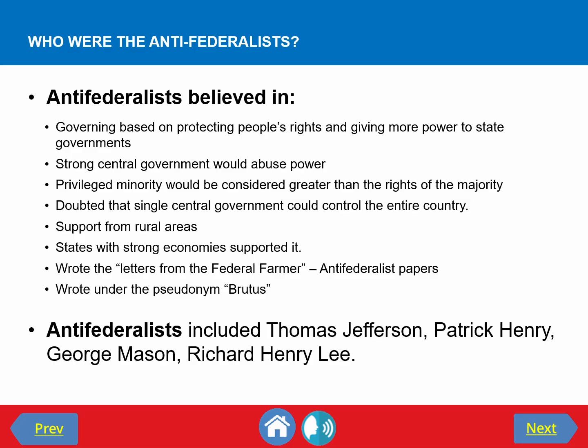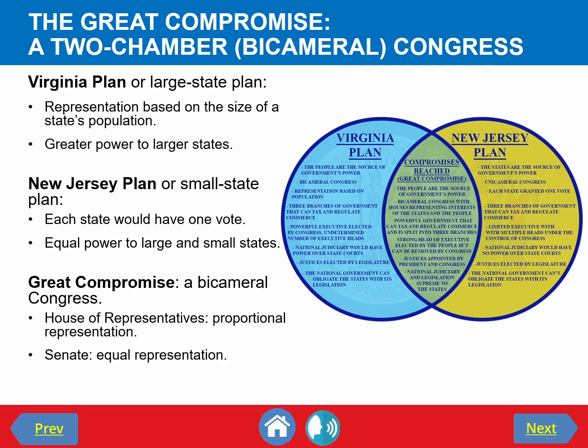While states with strong economies supported the new Constitution, smaller states, and states that relied primarily on agriculture rather than manufacturing strongly opposed the threat of a more centralized, or unitary, federal government. To spread the word of their opposition to the Constitution, Anti-Federalists like Thomas Jefferson, Patrick Henry, George Mason, and Richard Henry Lee wrote the letters from the federal farmer under the pseudonym Brutus, which would become known as the Anti-Federalist Papers. But the Constitution was almost dead before it could even be born.